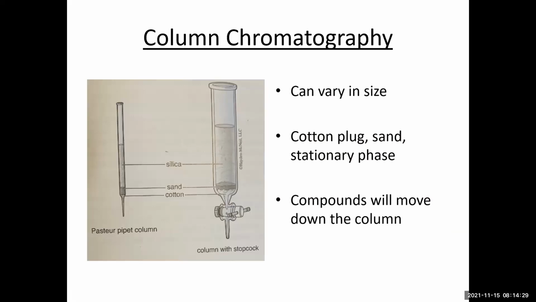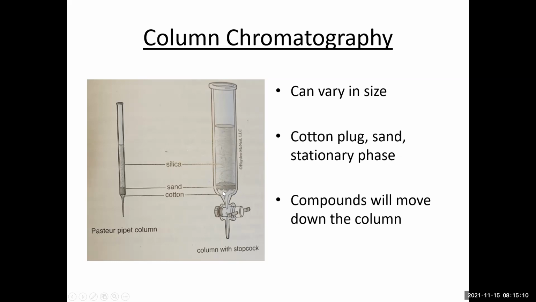Okay, so let's talk now about column chromatography in a little bit more detail. We use columns that can vary in size. This is just a Pasteur pipette column. You guys may remember using the glass Pasteur pipettes in the lab. You can actually use those as a tiny little column if you want to, but usually we use a column that's a little bit bigger with a stopcock in order to stop the solvent from coming out before we want it to. And then typically we would plug the bottom with a little bit of cotton.